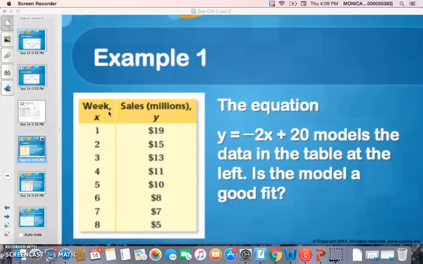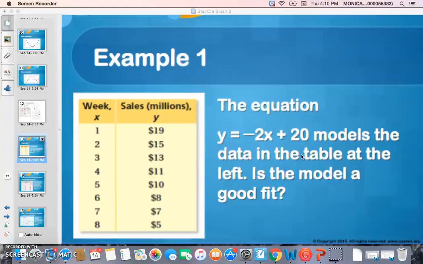So the first example, we're going to look at the independent variable of weeks, weeks 1 through 8, and the dependent variable of sales in millions of dollars. And so the equation for this data is given as the line of regression of y equals negative 2x plus 20. It models the data in this table. And we want to know, is this equation a good fit for our data points?